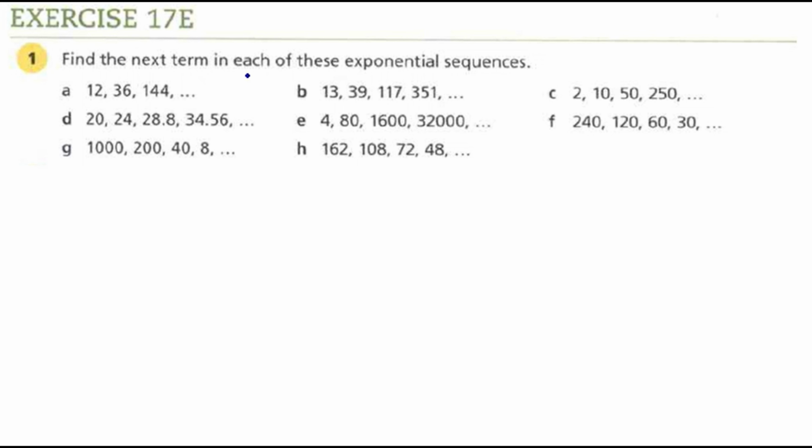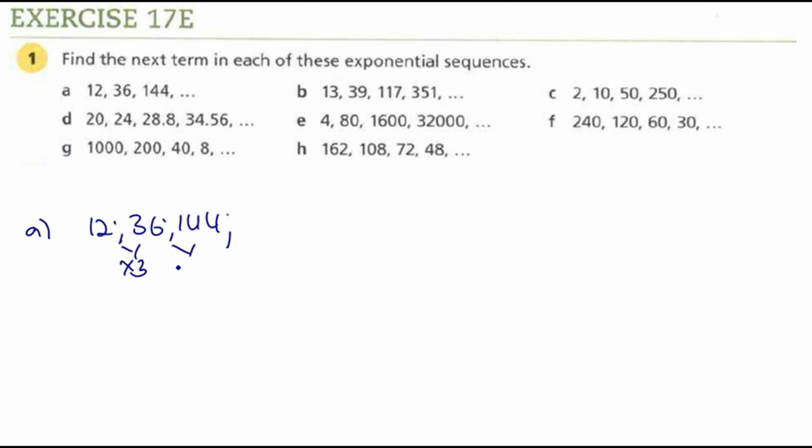Question 1. Find the next term in each of these exponential sequences. Okay, we need to see how we're getting from term to term. From 12 to 36, they said it's exponential, so it's not linear, it's not quadratic, and it's not cubic. So you don't have a first, second, or third common difference. We need to see if there's a multiplier, right? Because it's exponential. So from 12 to 36, we times by 3.